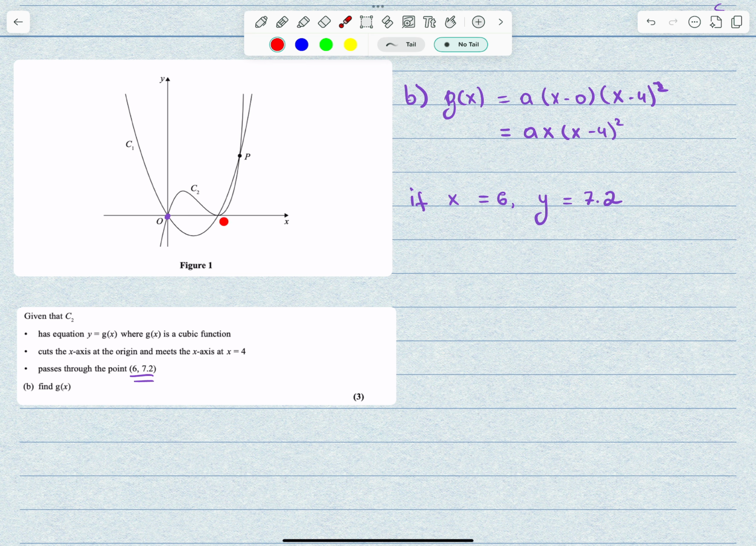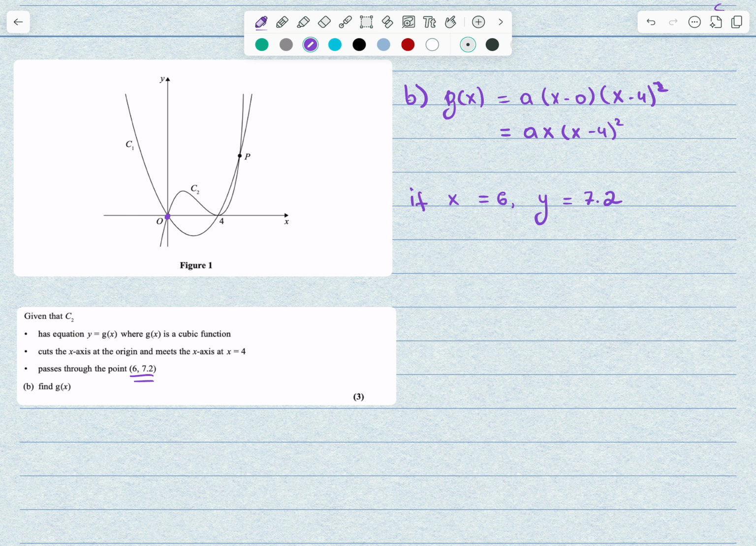The 4 does the same thing. 4 minus 4 is 0, so the right hand side is 0, and the left hand side is 0, so 0 equals 0. It justifies that 4 and 0 or 0 and 0 is on this curve, so it doesn't really help us to find a. That's the reason we need to use 6 and 7.2. They just gave us that these points are on the curve, so we use this to find a.